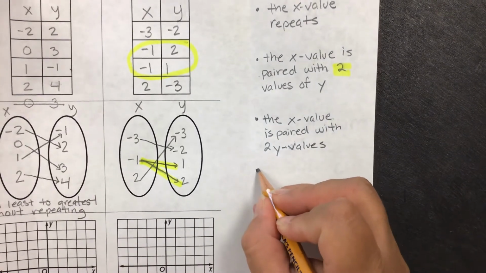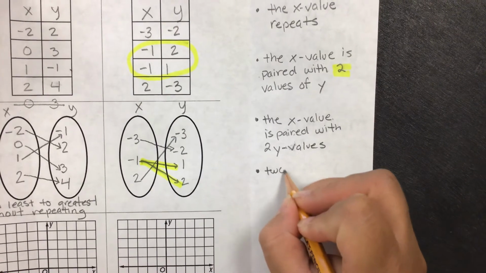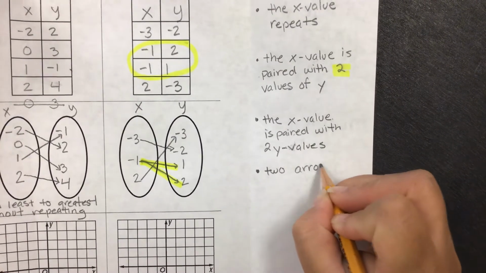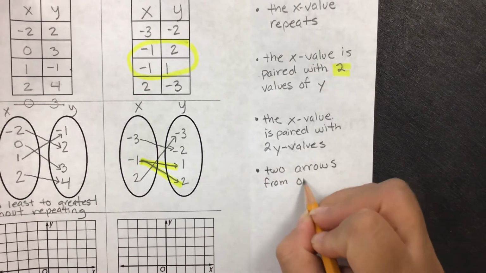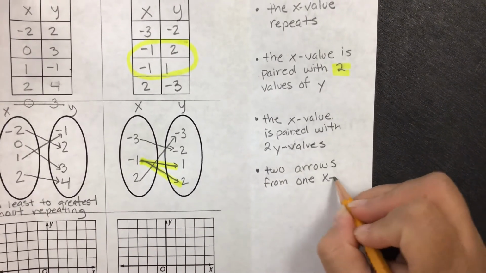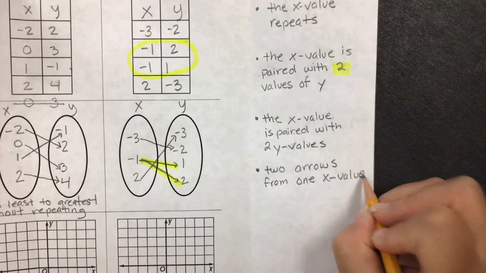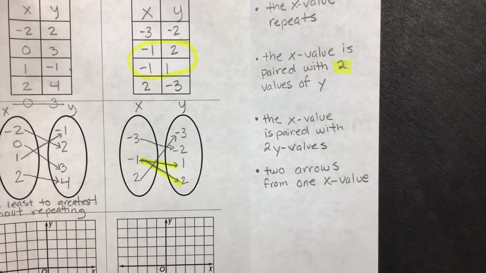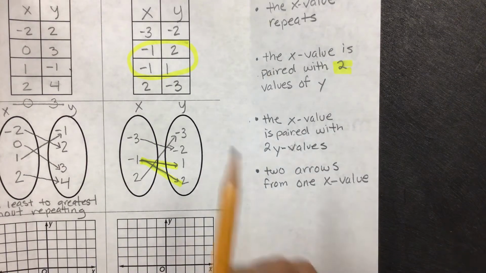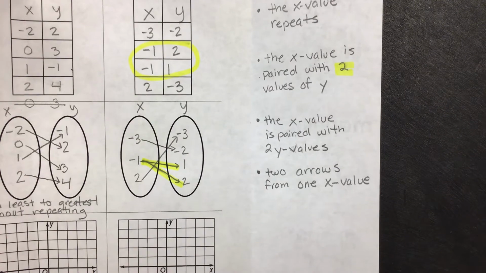So the other way that we could look at it is 2 arrows from one x value. So 2 arrows from one x value makes it not a function. So remember, everything on this side is not a function.